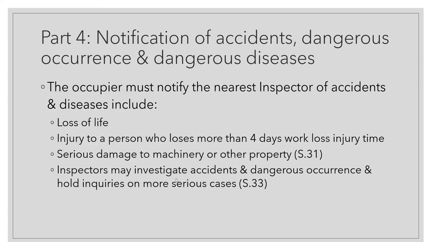And then the part number 4, the notification of accidents, dangerous occurrence and dangerous diseases. Okay, this is about the notification, how the employer must notify for any accident and dangerous occurrence lah. The occupier must notify the nearest inspector. Nearest inspector of accidents and disease include the loss of life.